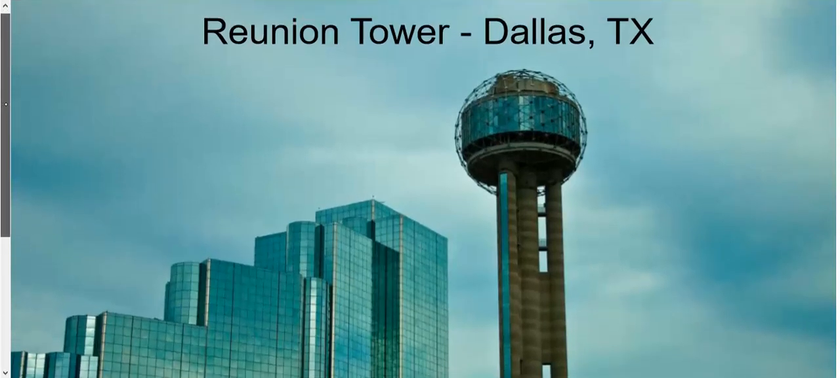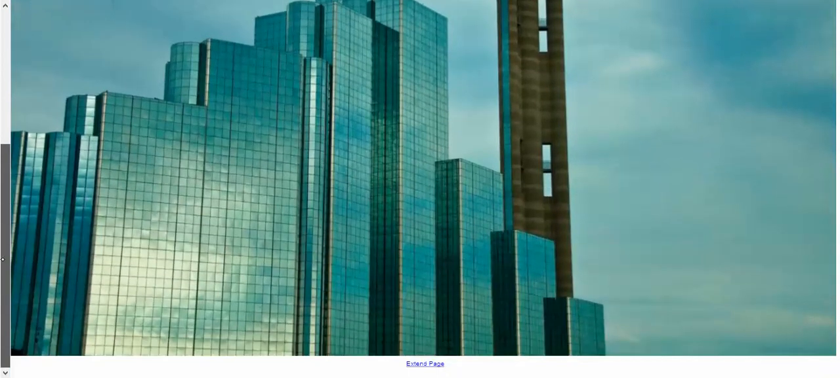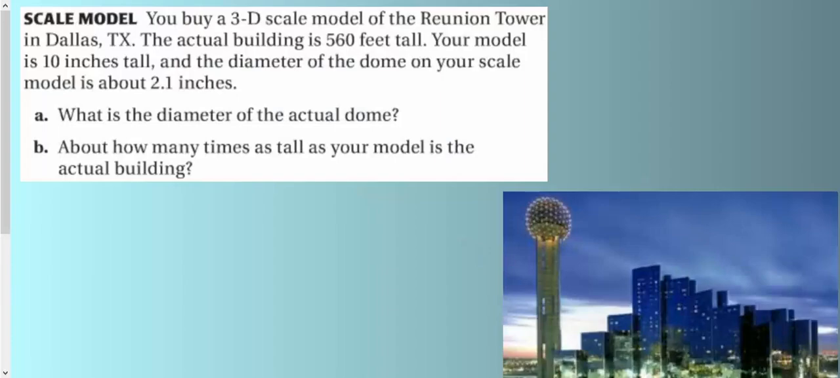Reunion Tower, Dallas, Texas. All right, look at that. Cool stuff here. You buy a 3D model of the Reunion Tower in Dallas, Texas. The actual building is 560 feet tall. Your model is 10 inches tall, and the diameter of the dome on your scale is about 2.1 inches. What is the diameter of the actual dome? How many times as tall as your model is the actual building?